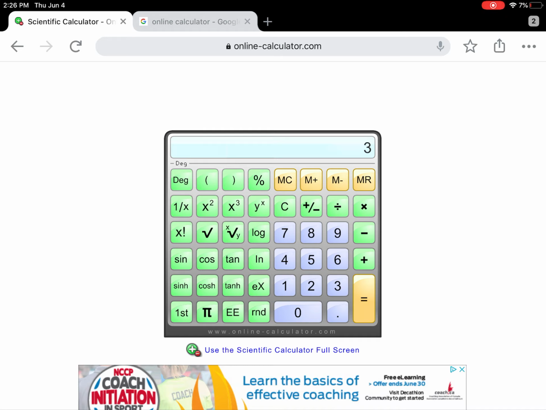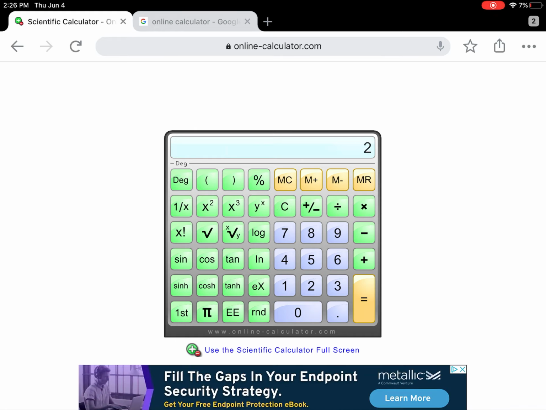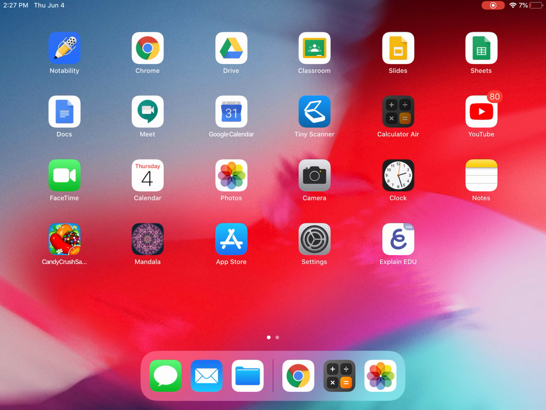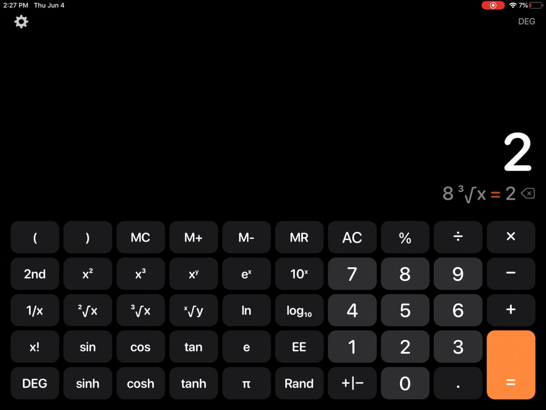So we'll try it again with the cubed root of 8. That would be 8 to the exponent 1 over 3. So you type in the base first, then the root button, then the root, and you press equals, and that should give you 2. If we go back to the iPad calculator, this can also be used to find a cubed root. So you would type in the root, then the button, and then the base, so 8, and that is equal to 2.